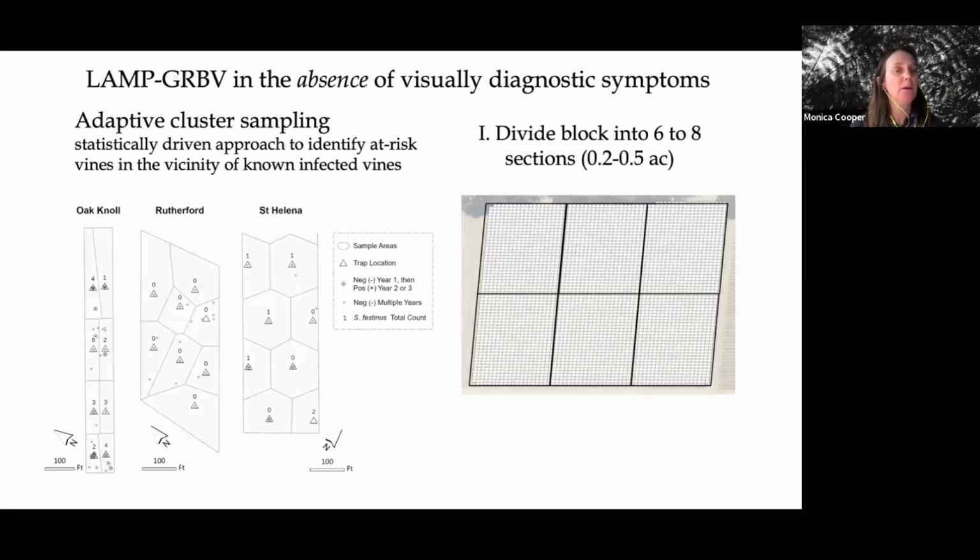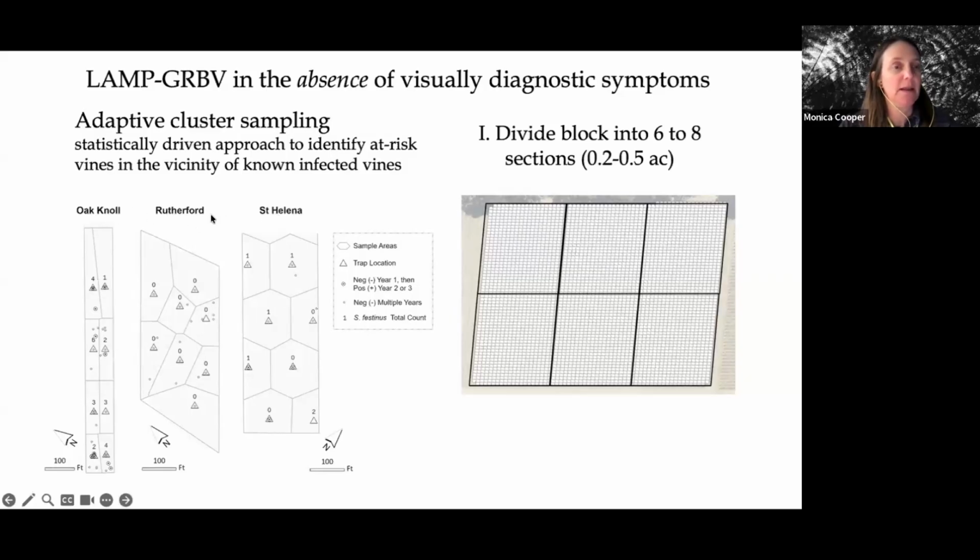So what we know about red blotch is that we get a very clumped distribution. So you'll have patches of vines where multiple neighbors have the disease. And so this adaptive cluster sampling is a way to organize your sampling such that you do first a random pass, and then you go back in and sample near positive vines, because you're looking for places where there are clusters of infected vines.